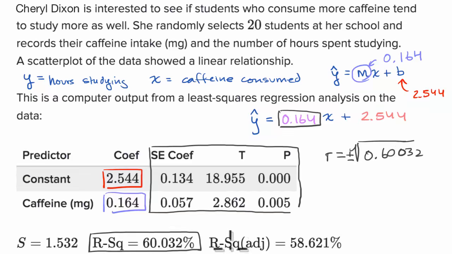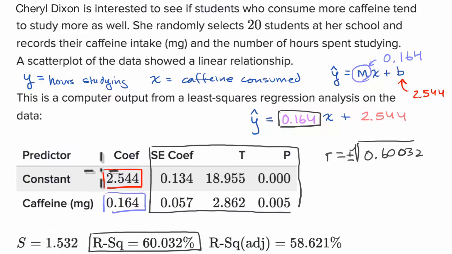Now this right here is the adjusted r squared, and we really don't have to worry about it too much when we're thinking about just bivariate data. We're talking about caffeine and hours studying in this case. If we started to have more variables that tried to explain the hours studying, then we would care about adjusted r squared, but we're not going to do that just yet. Last but not least, this s variable, this is the standard deviation of the residuals, which we study in other videos. And why is that useful? Well, that's a measure of how well the regression line fits the data. It's a measure of, we could say, the typical error.